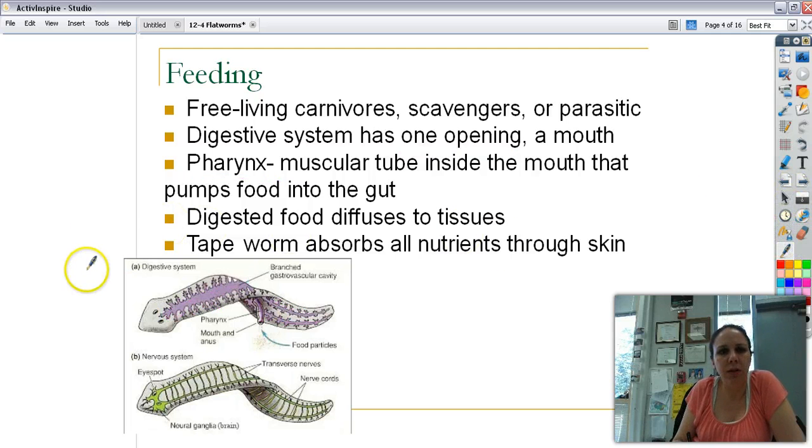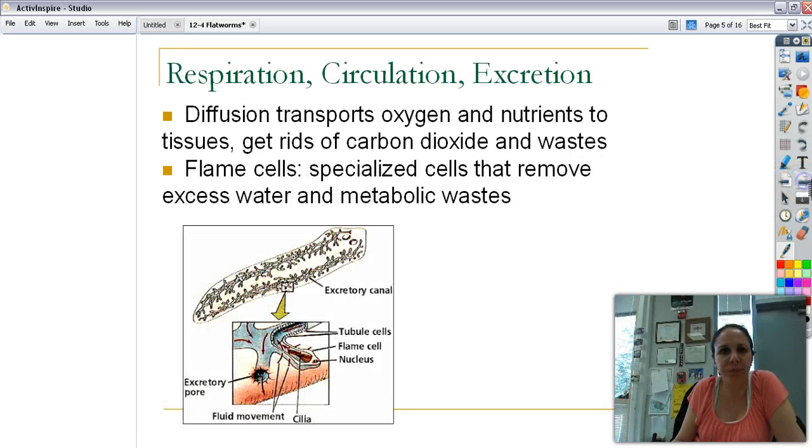On some of them, like a tapeworm, the digested food that's around them will just diffuse directly through their skin into their body. Like I said, the tapeworm gets all their nutrition directly through their skin. For respiration, circulation, and excretion. For respiration, all the oxygen goes in by diffusion, all the CO2 comes out by diffusion, so nothing resembling lungs or gills.